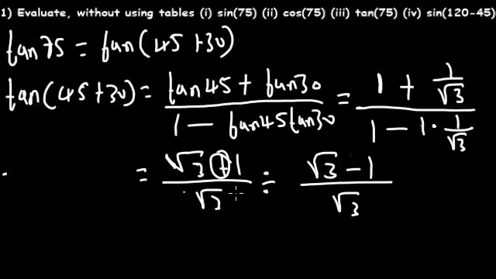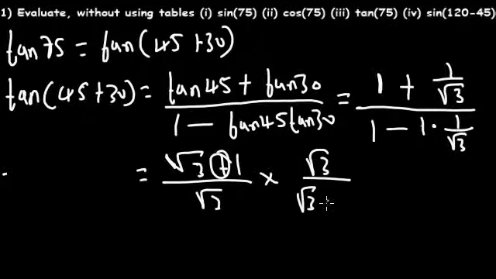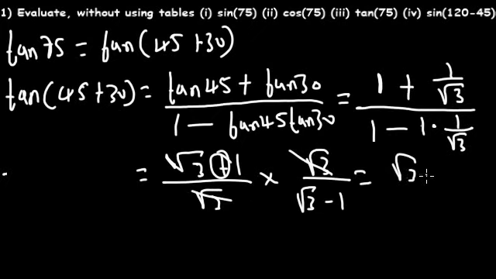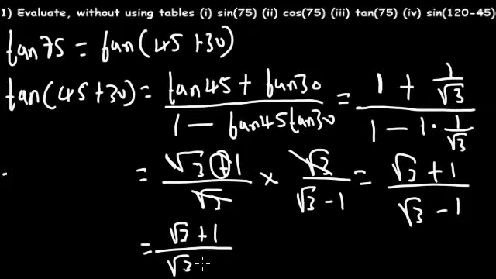So now if you flip it using the keep and flip, turn this upside down, then we can multiply by root 3 divided by root 3 minus 1. So the root 3 cancels out, and we are just left with root 3 plus 1 divided by root 3 minus 1. And right now we can rationalize: root 3 plus 1 over root 3 minus 1 times root 3 plus 1 over root 3 plus 1.